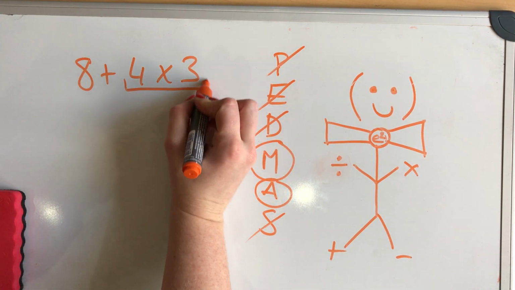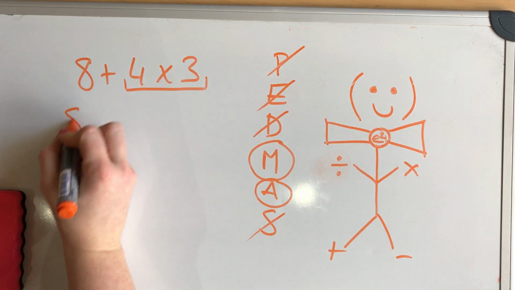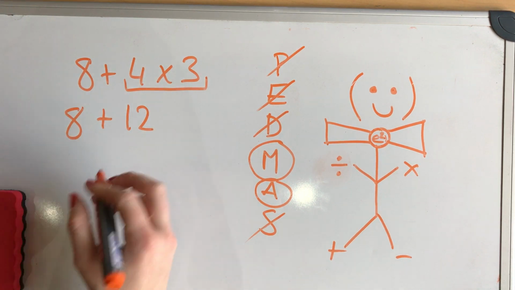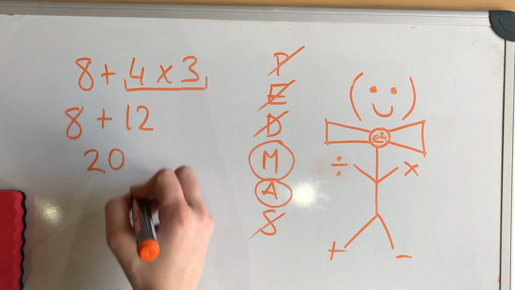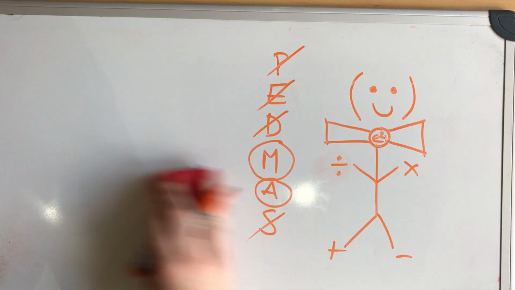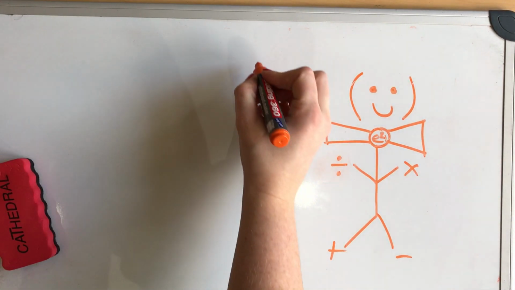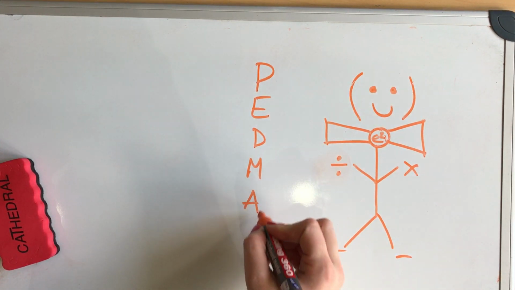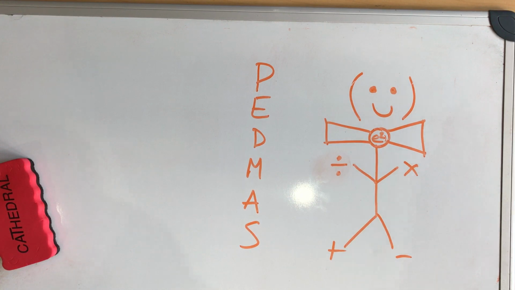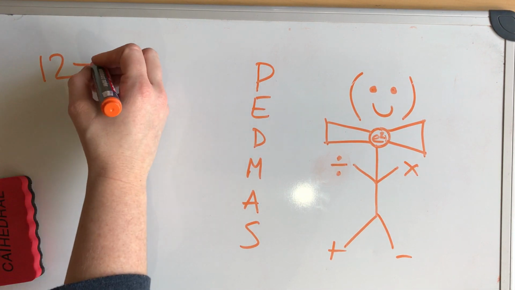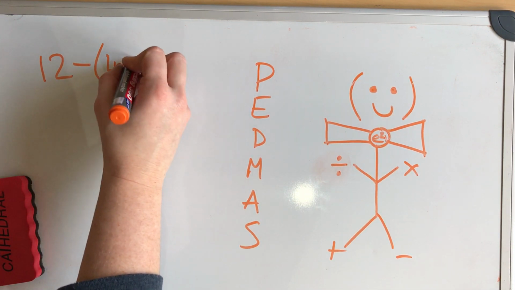So this is my multiplication. So I've got 8 plus 4 multiplied by 3, which is 12. Then I do my addition, which leaves me with 20. I'm going to rewrite my PEDMAS. Again, you can use BIDMAS, BODMAS, PEMDAS, whatever suits you. So then I've got 12, subtract 4 plus 2.